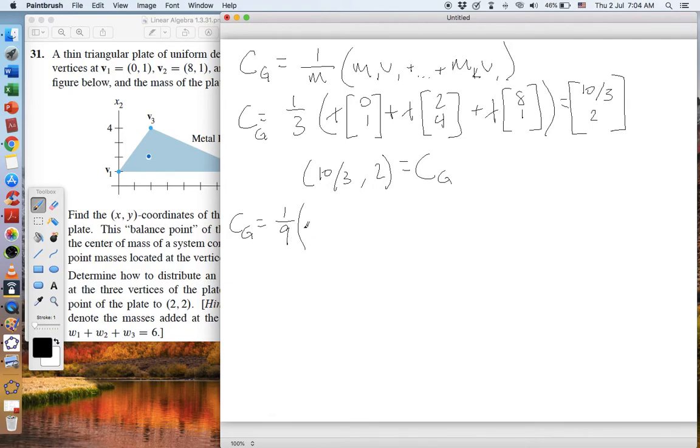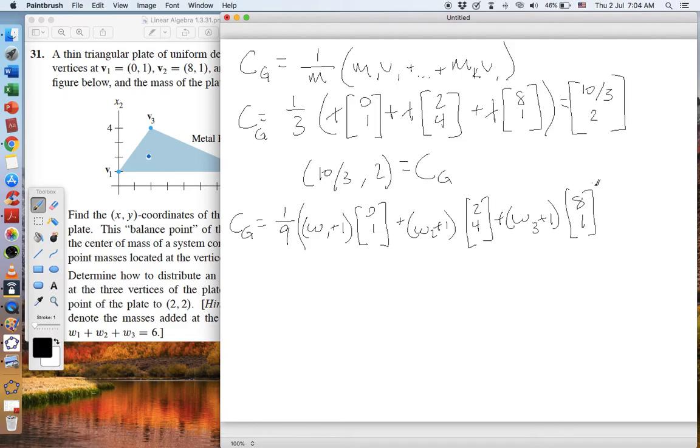And we're going to multiply that by, remember we had 1 up here before, so we're just going to say W1 plus 1, and multiply that by the I and j components there, plus W2 plus 1 times 2, 4, plus W3 plus 1 times 8, 1, and all of that is equal to our new center of mass, which is 2, 2. And so we can multiply by the scalar 9 to get rid of 1/9 over here, and then we're going to distribute the 1 and the w out to our vectors.